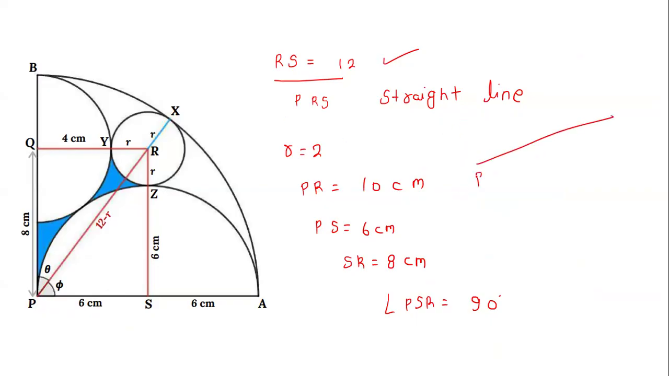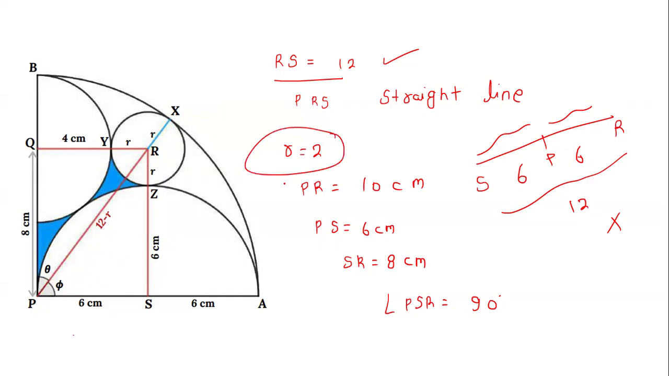So in this case it will become like this. So P point will remain in between and S and R are here. So it will become like a straight line instead of a triangle. Like this is 6 and this is 6 and this whole will become like 12, which we don't want. We want a triangle. So we will assume R is equal to 2.